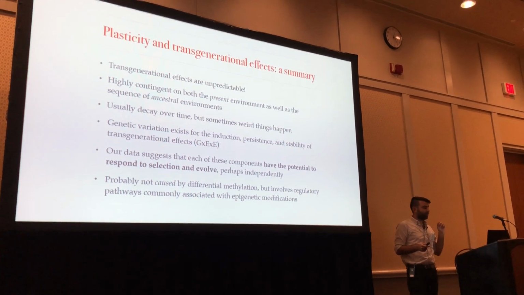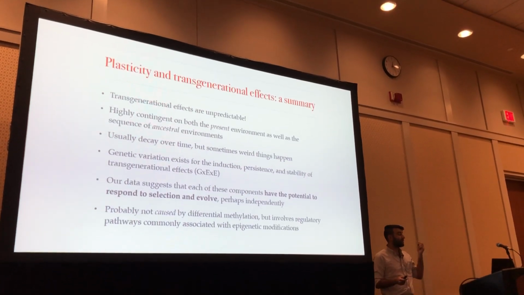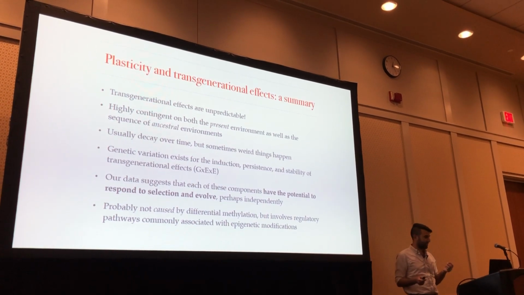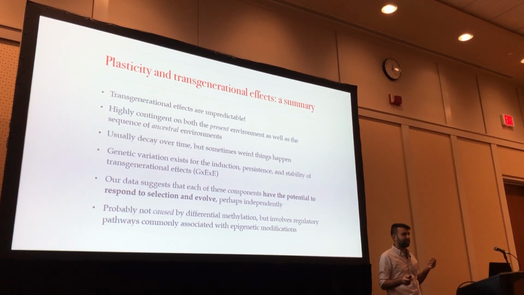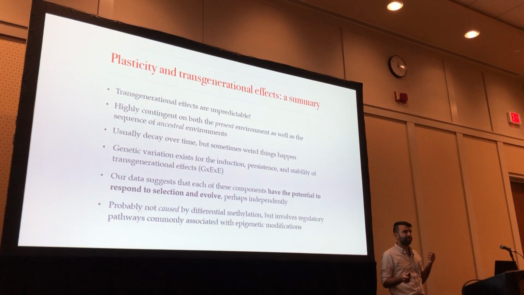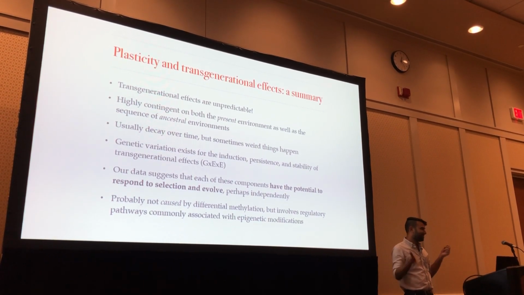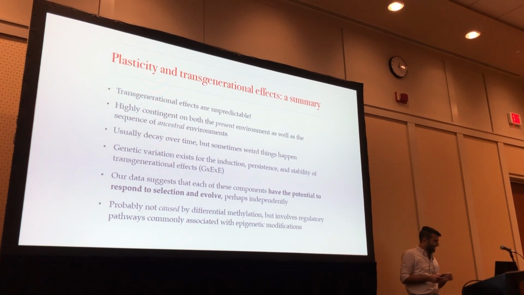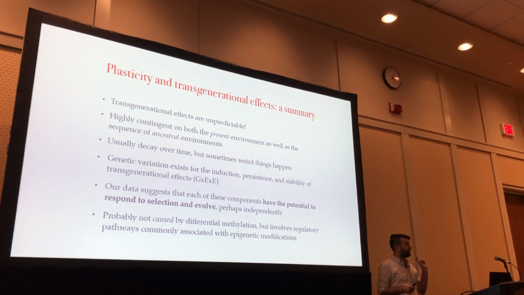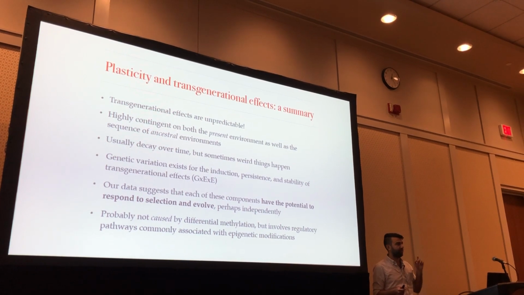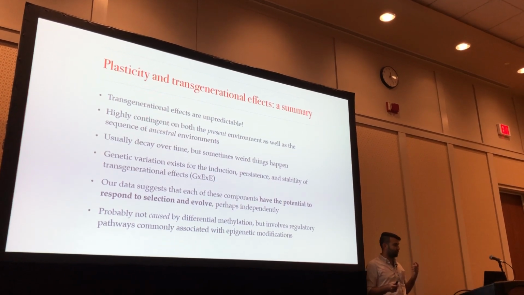And so, as I mentioned before, genetic variation exists for the induction, the persistence, and the stability of transgenerational effects, which sets up kind of a G by E scenario. I'm really sorry to introduce that concept, but here we are. And our data suggests that each of these components, because there's genotypic variation, has the potential to respond to selection and evolve.